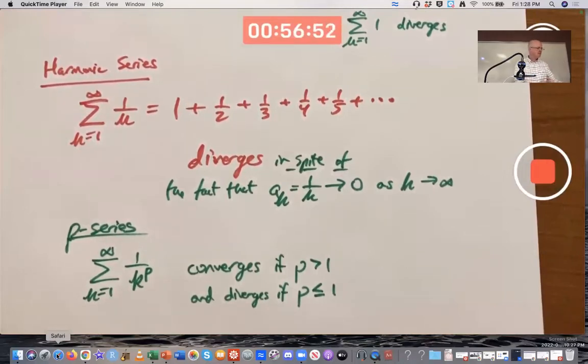Proving this can be done with something called the integral test. And that's a topic in section 9.3. Here's what it looks like.